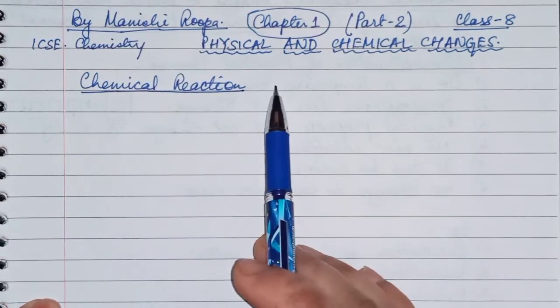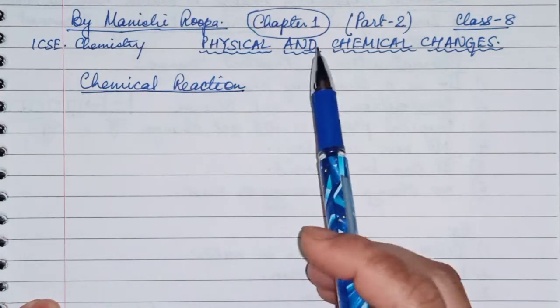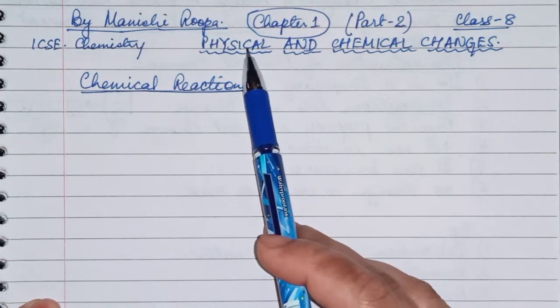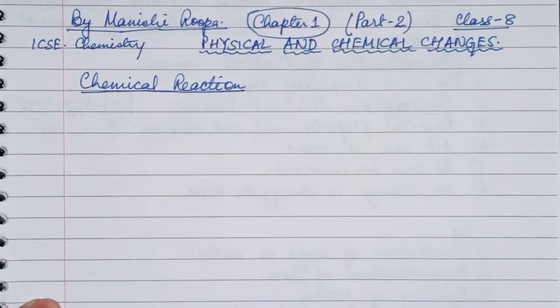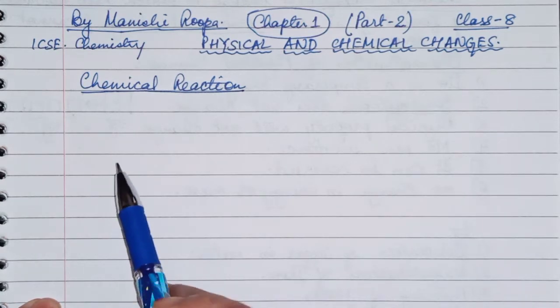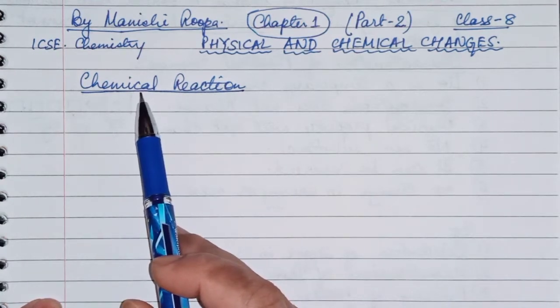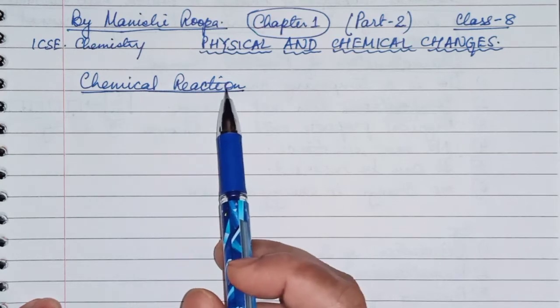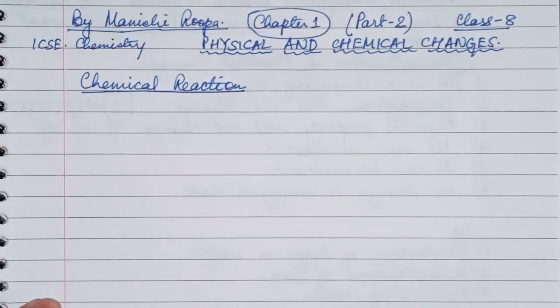Hello children, again we are here with the same topic, same chapter, physical and chemical change, and this is the second video on this topic. In this part we will discuss chemical reactions. In the last part we discussed what physical and chemical changes are and what physical and chemical properties are. Now here we will learn chemical reactions.